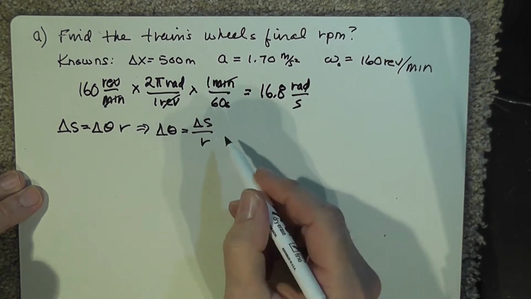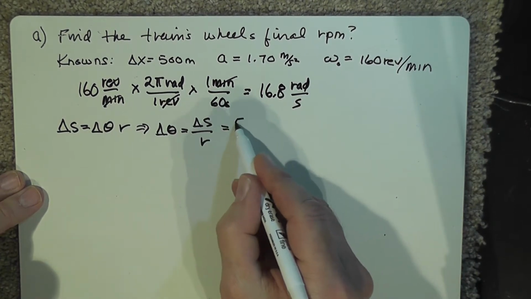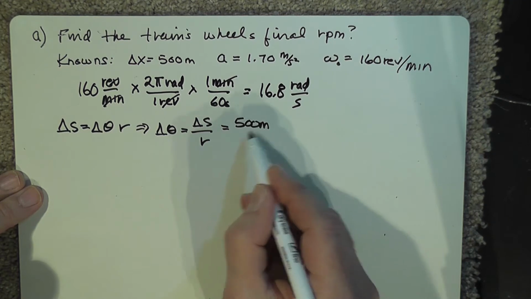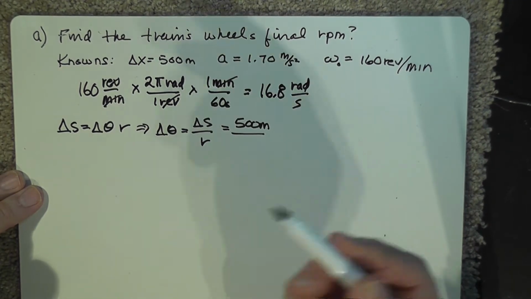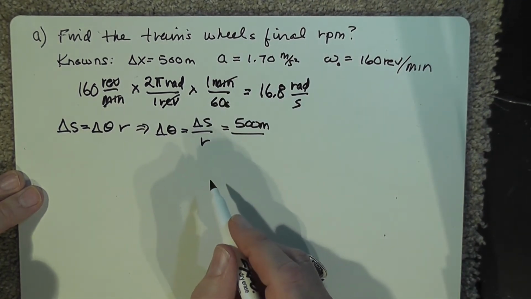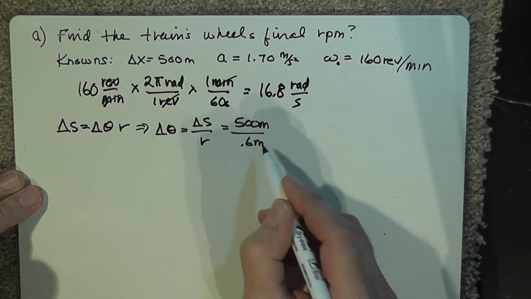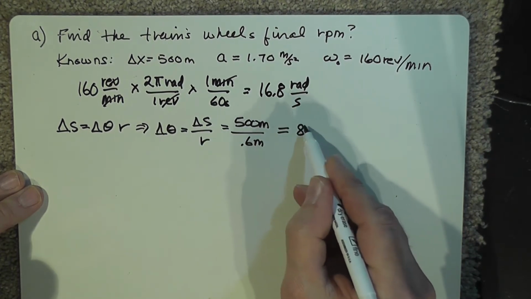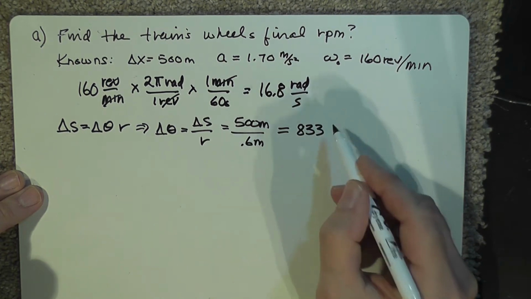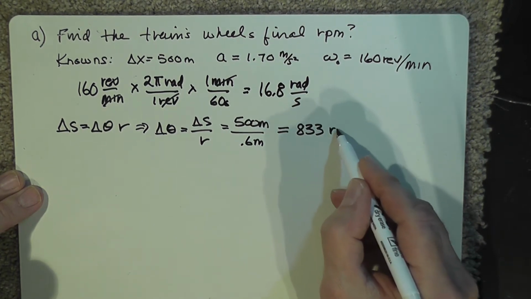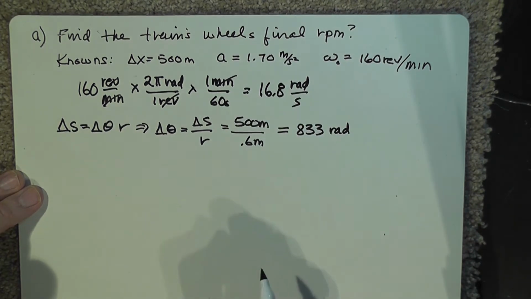Okay, what is delta S? Well, delta S is 500 meters. And R is, well, we're told that the wheel is 1.2 meters in diameter. R is just 0.6 meters. And this gives us 833 rad. Okay, 833 rad.